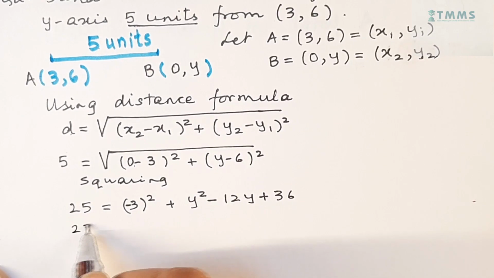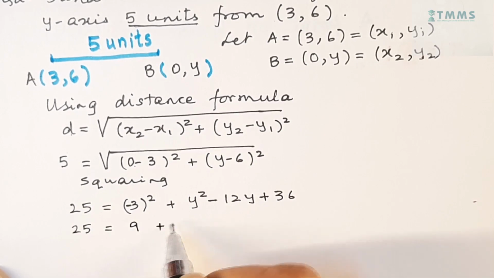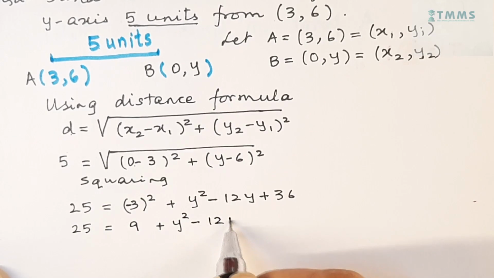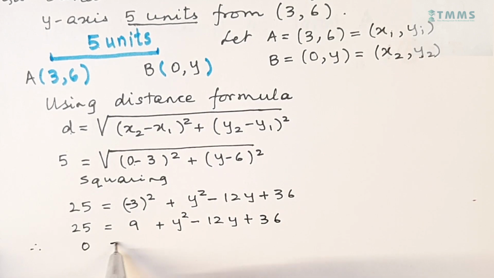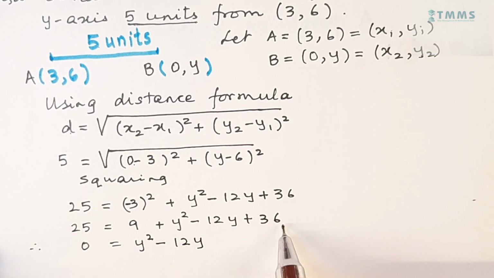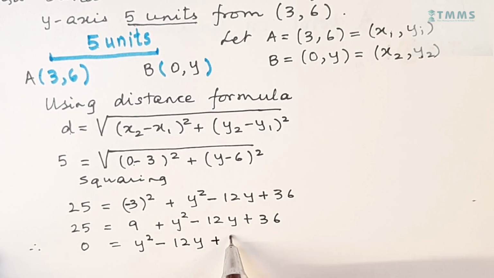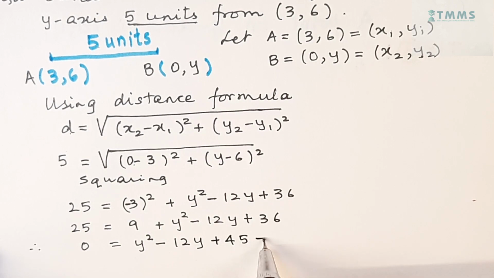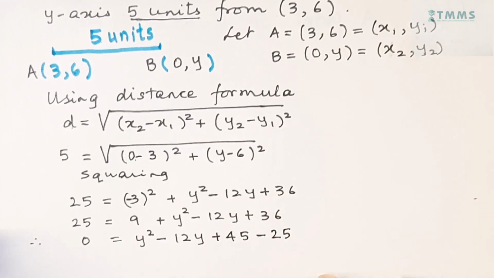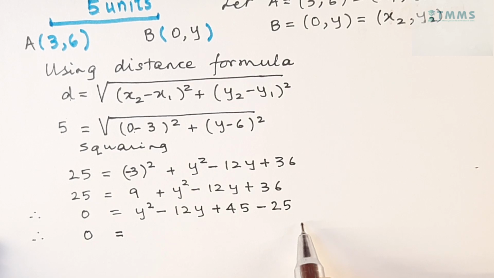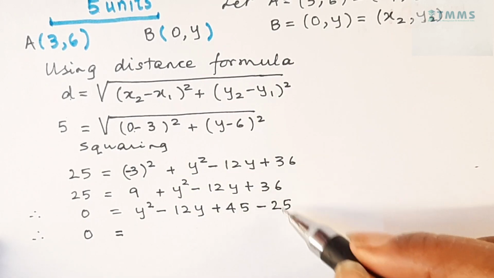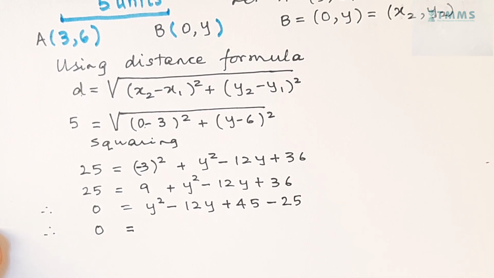And so we will have 25 equal to 9 plus y squared minus 12y plus 36. And that will give us, therefore, 0 is equal to y squared minus 12y. Now 36 and 9 will give us 45, and then we'll have here minus 25. And so we just keep on solving this. Now this is where you are going to factorize this. It's going to be a trinomial. I'm giving you time starting now. Come on, complete this and get me the answer.